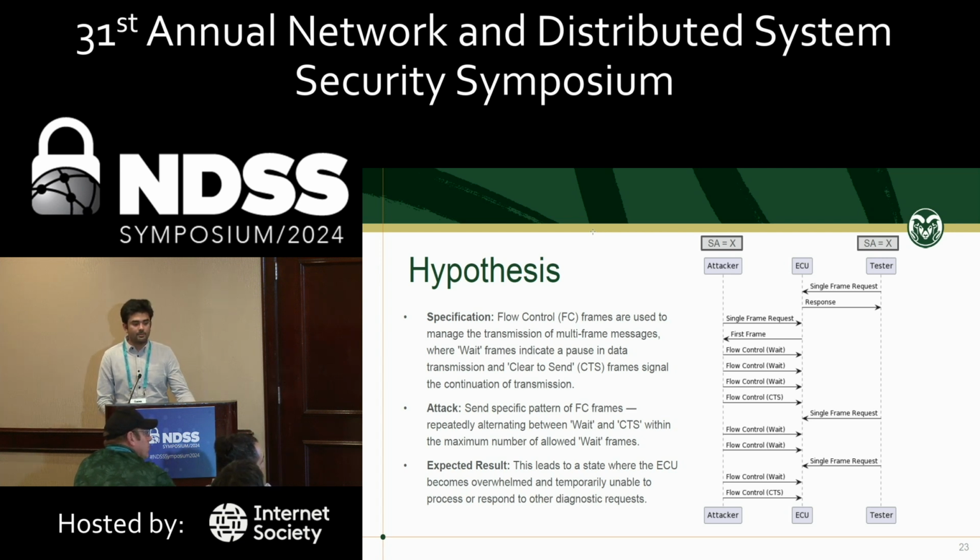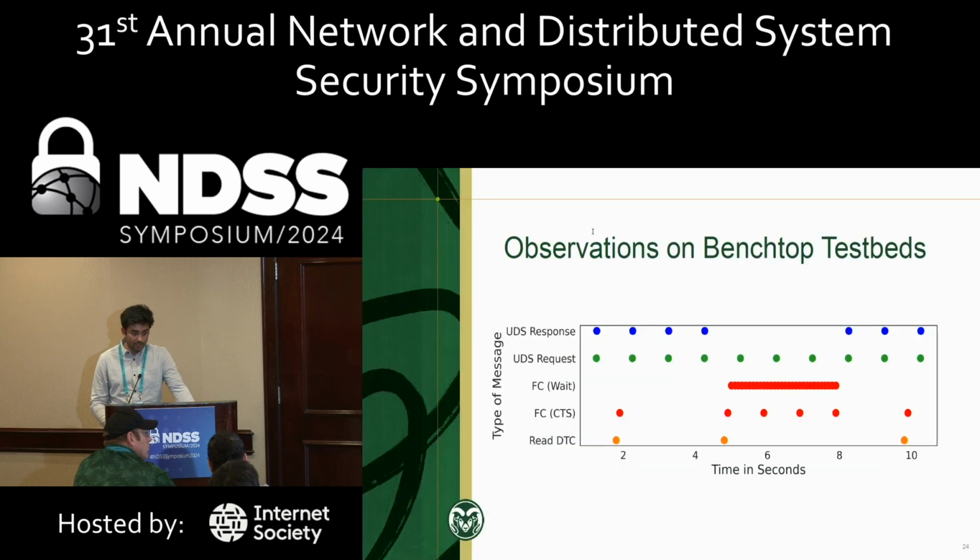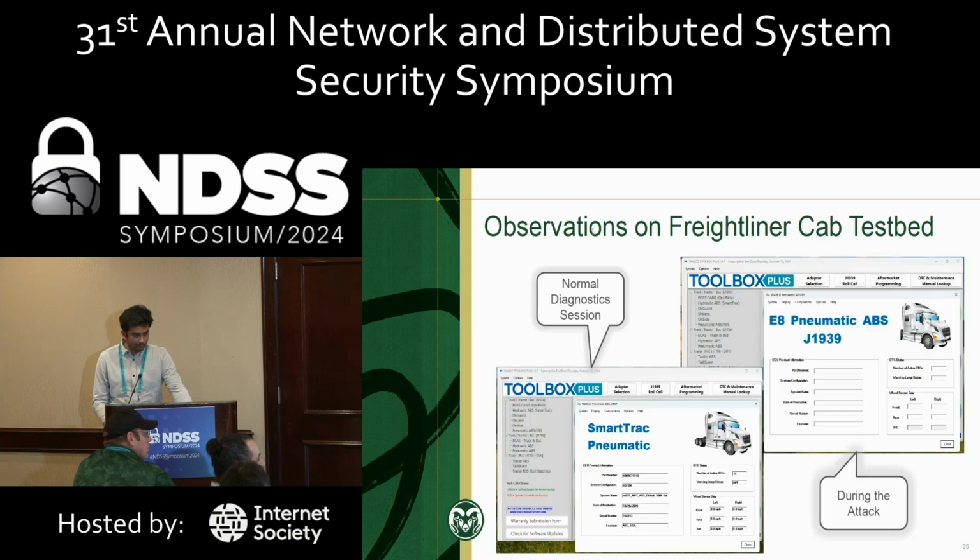So in our experiments, we have the attacker using the same source address as the tester, and the tester is in normal communication within a normal diagnostic session. What the attacker does is send waits, send a CTS, then again send a bunch of waits and a CTS. The expected response is that during this period the ECU gets confused, can't keep track of things, and doesn't respond to other valid messages.